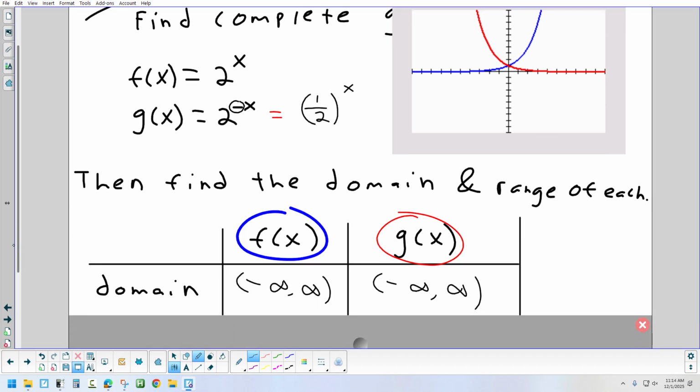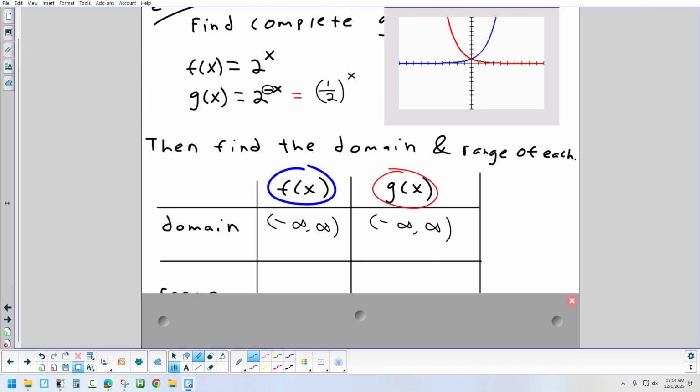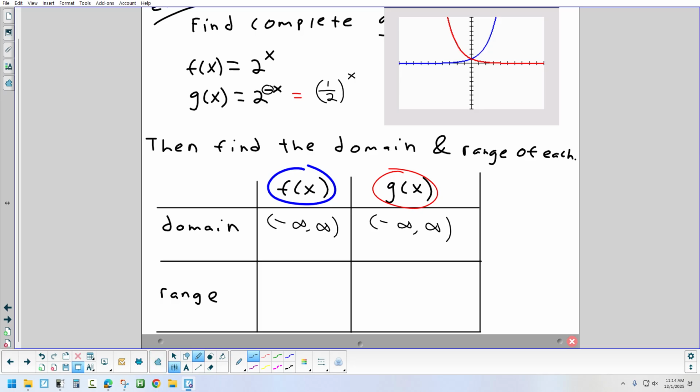And now let's look at the ranges. Let's start with the blue one. What's the range of the blue graph? Parentheses, 0, comma, infinity. Yep, it never reaches 0, but that is the lowest for the blue one, and the highest is infinity.